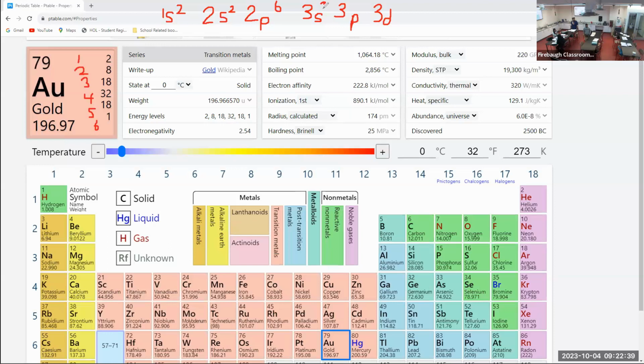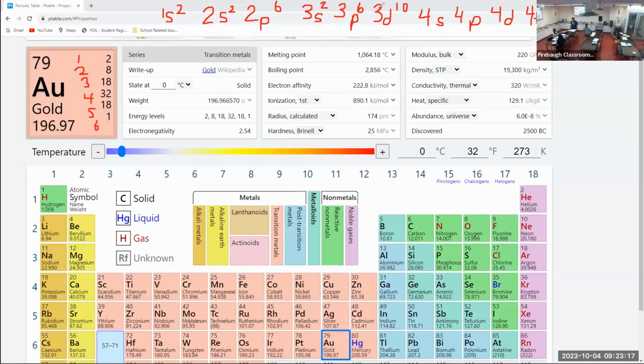So you can hold 2 here, you can hold 6 here, and you can hold 10 here. Okay. Then we get to the 4s. We have 4s, 4p, 4d, and 4f. Oh, by the way, add that up, that should be 18 electrons, right? So that's how you get to 18.